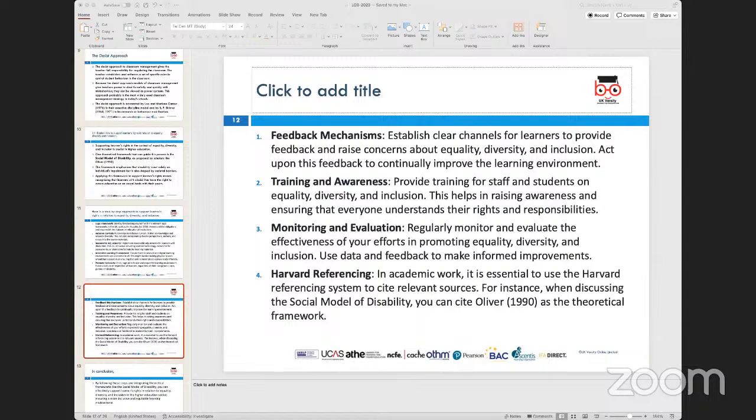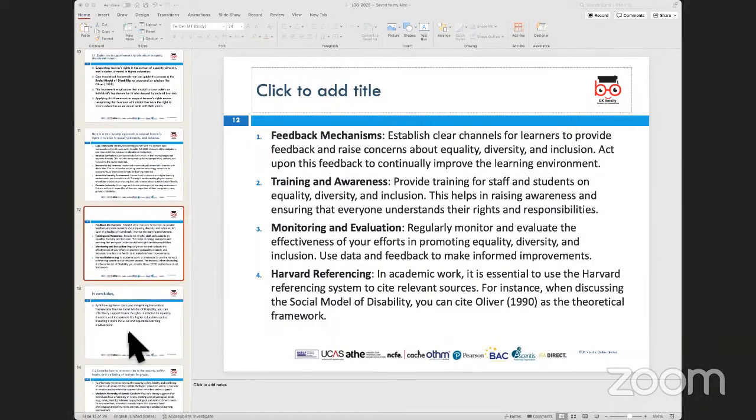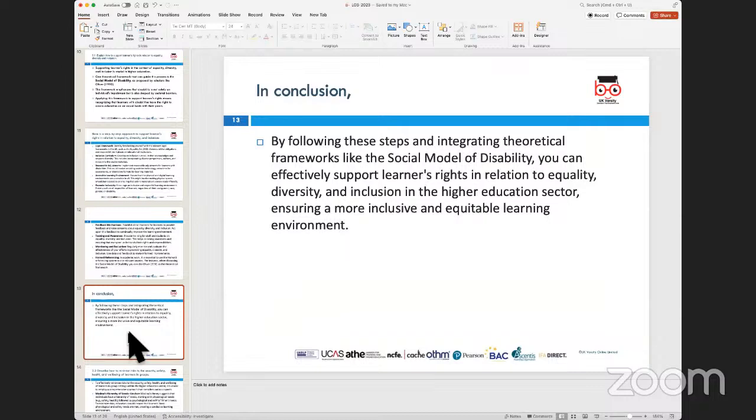We are looking at training primarily to ensure that lecturers are able to pick up any signs of anything which is not promoting equality, diversity and inclusion in the class. They would all be part and parcel of things which they are aware of, and then they implement this in the classroom-based setting to support learners' rights in relation to equality, diversity and inclusion.